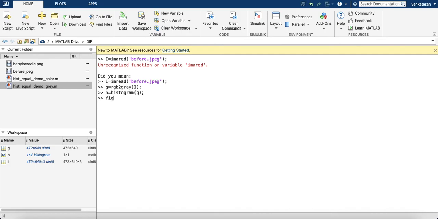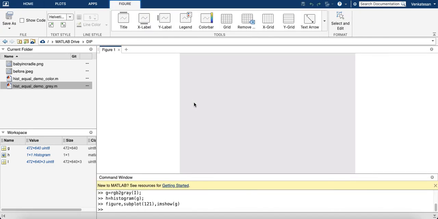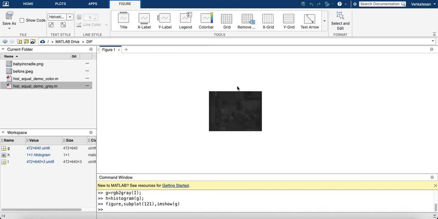So I would like to go with a new figure, a subplot of one row, two columns, and the first image which I would like to show is my gray image, where I need not worry about histogram equalization. So let us project what exactly the image looks like. So this is the image. I hope you are able to see the image, right? Now the image may not have clear information.